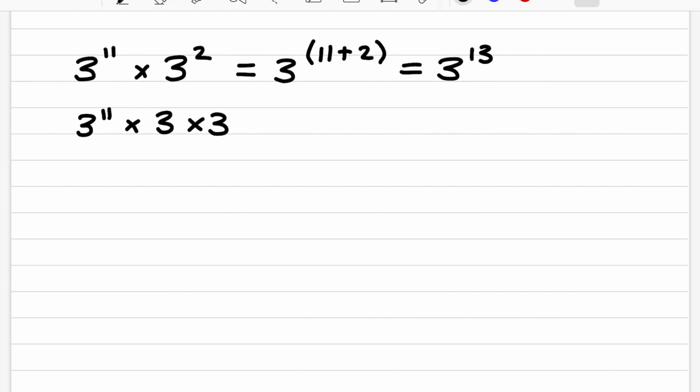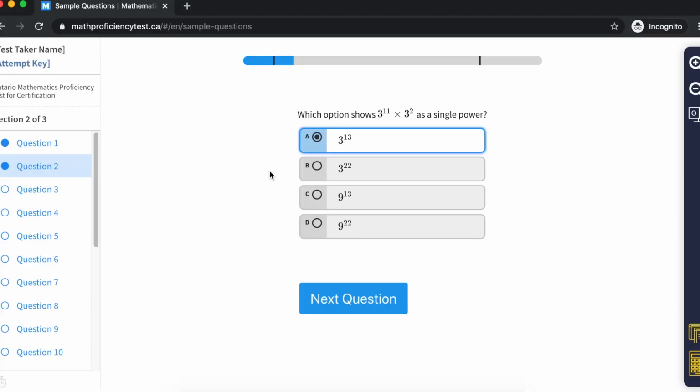Another way you can think about this one is 3 to the power of 11 times 3 times 3, right? Because we know that 3 to the power of 2 is actually 3 times 3. The way that we figure out the exponent is how many times the base is multiplied by itself, right? If we had 2 times 2 times 2, that would be equal to 2 to the power of 3 because we have 3 2's, right? So in this case, we have 11 3's plus another 3 plus another 3. So in total, we have 13 3's. So that's why it's to the power of 13.